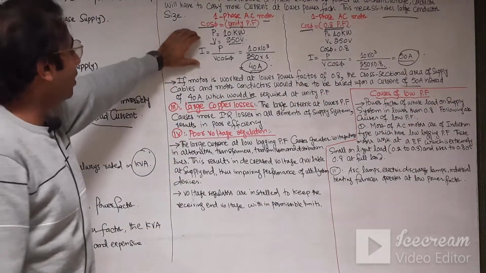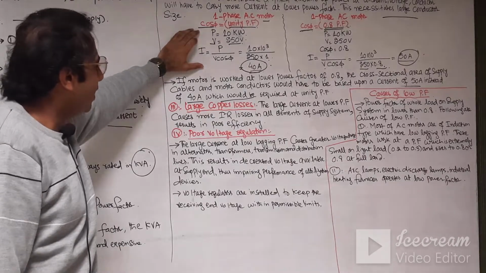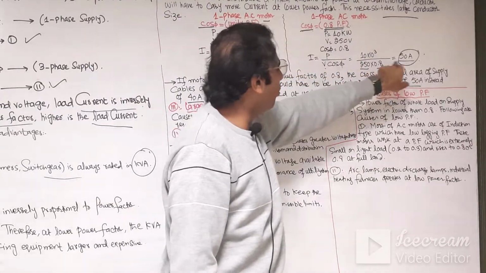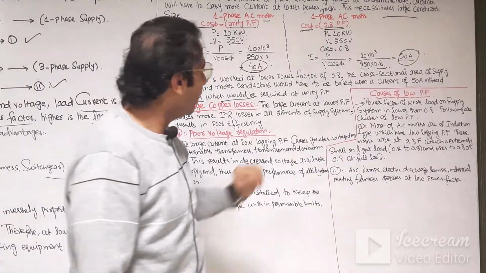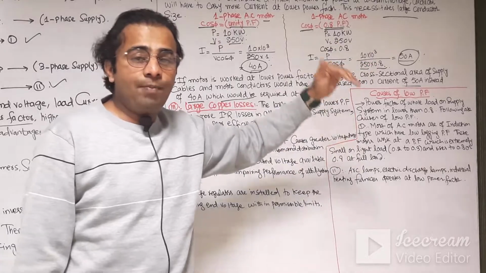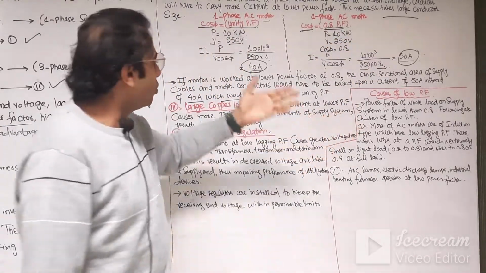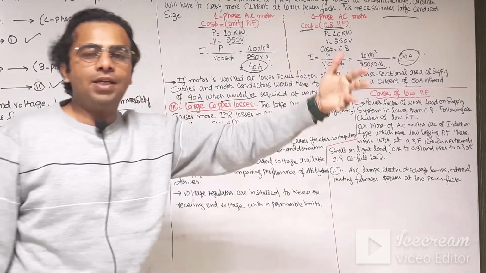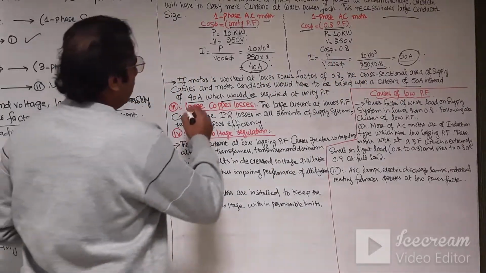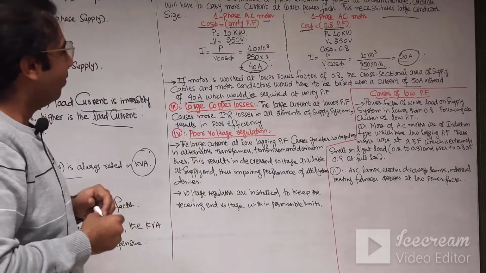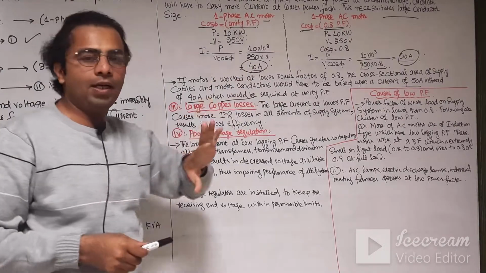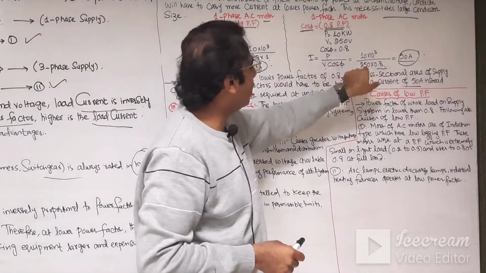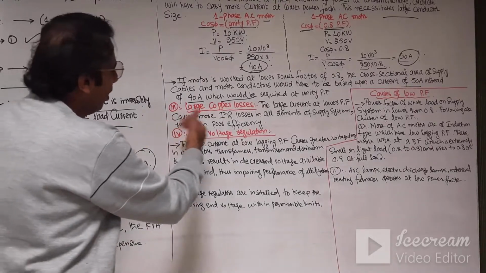It is clear from this case that if the power factor is 1, the current is 40 ampere, and if the power factor is 0.8, the current is 50 ampere, with voltage and power kept constant. If you vary the power factor, the line current will increase or decrease accordingly. So this was the greater conductor size. If the power factor is high, the current will be low, and if the power factor is low, the current will be high.